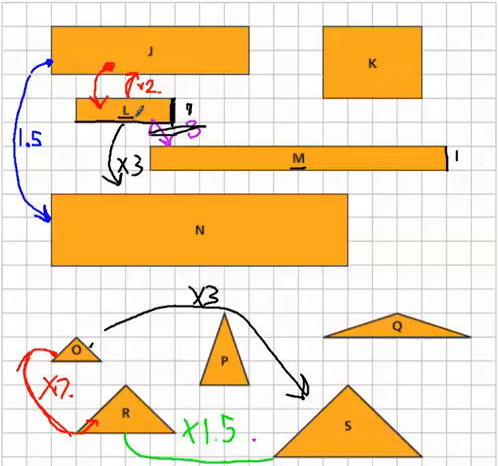Tess? 1/2. So the scale factor is dependent upon which figure you are going from and to. So from L to J is 2, but from J to L is 1/2. What is the scale factor going from N to J? That is a good one to think about. We'll hold on to that.